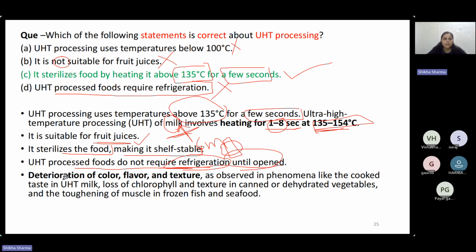As we discussed, in UHT processed food, deterioration of color, flavor, and texture can occur. We can observe phenomena like cooked taste in UHT milk, sometimes loss of chlorophyll, then texture loss in canned food or dehydrated vegetables, and sometimes toughening of the muscles in frozen fish and seafood. The temperature is so high.